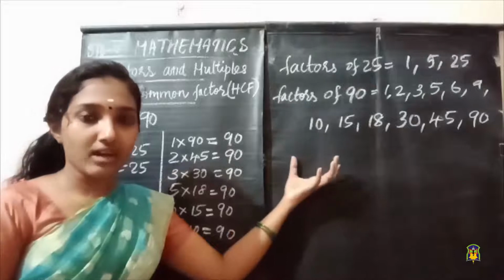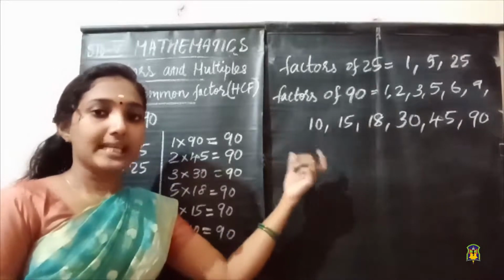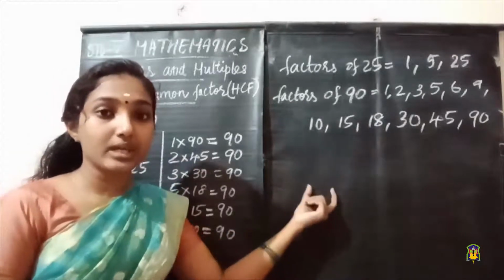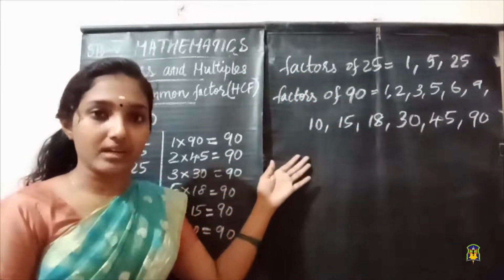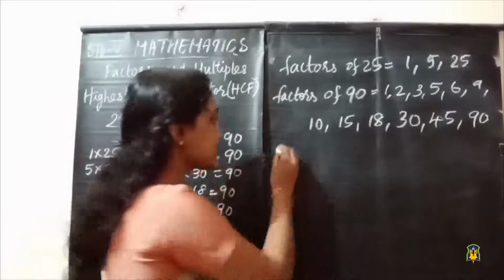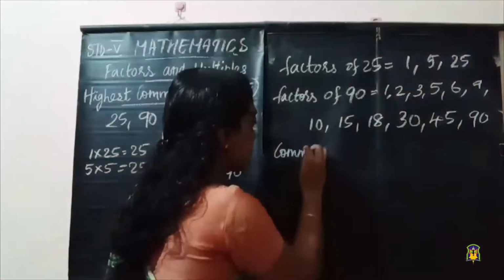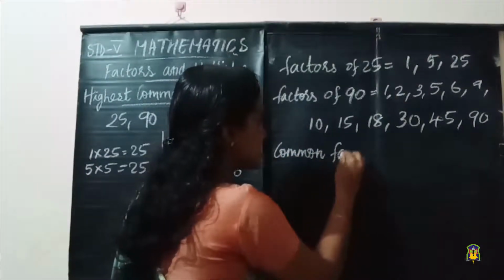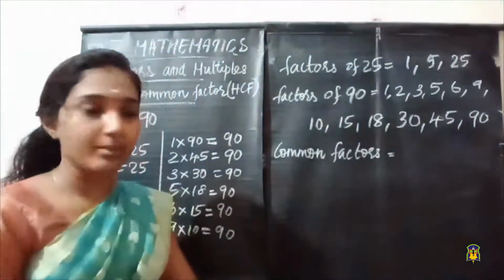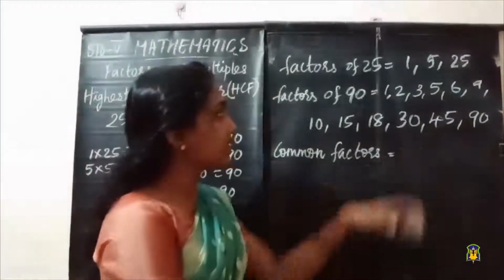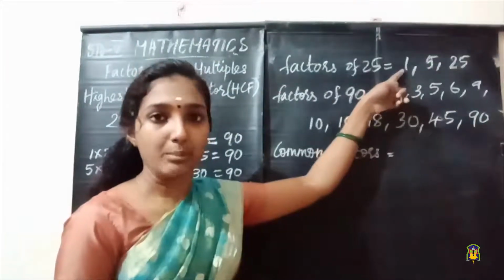So we got the factors of the two numbers. Next, after finding the factors, what do we have to find? From these factors, we have to list down which are the common factors, right? So next, we will go for common factors. From this list, we can find which all are the common factors. So look, we can take one by one.